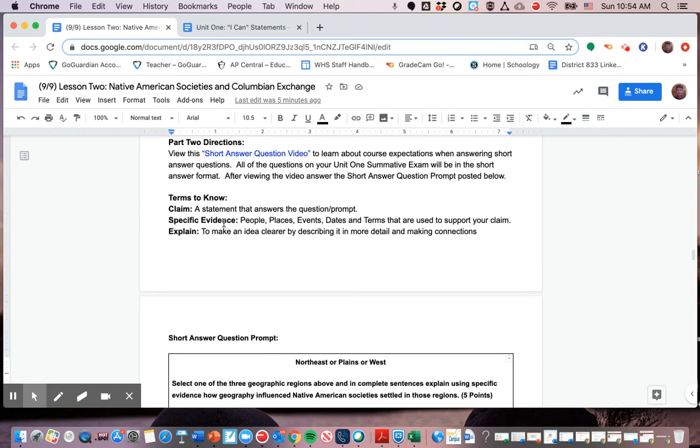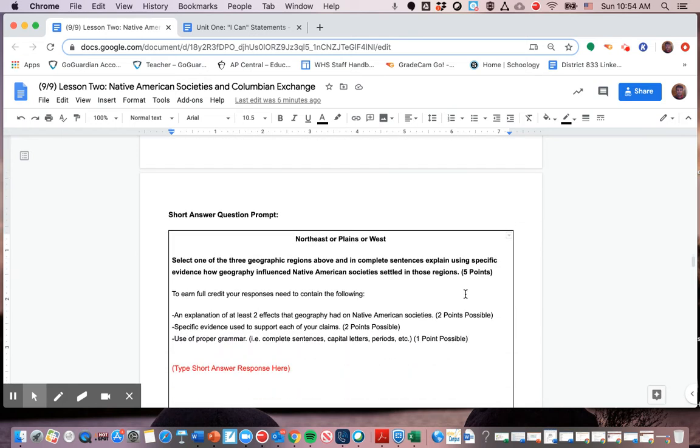Then the next part is specific evidence. This is really key. Every time you make a claim in a short answer, you need to back it up with some type of specific evidence. That could be historical people, relevant places, particular events in history, dates sometimes work for it, or even terms, like the Columbian Exchange would be a term you could use for evidence. You need to actually use those specific terms. You don't want to be too general or too vague. So for this prompt, you need to have at least 2 pieces of specific evidence, 2 names or 2 terms or 2 key topics that help you support your claims to get both those points.